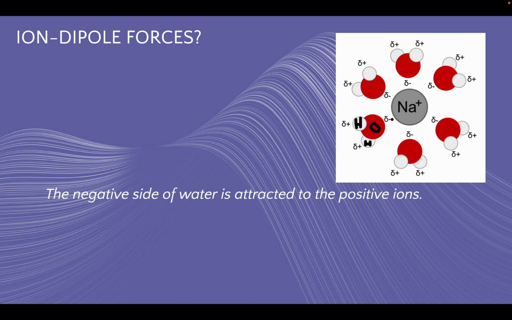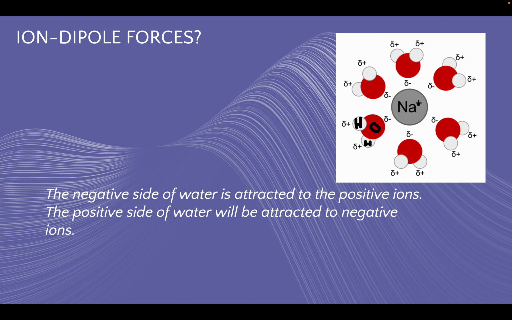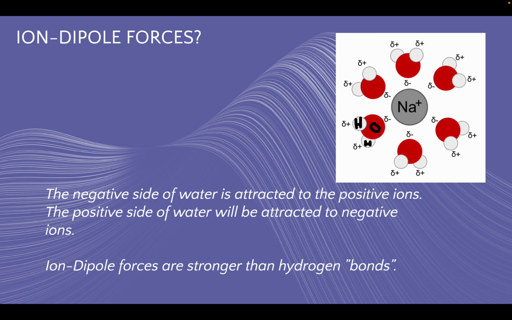So since it's got a negative side and a positive side, the negative side of the water is attracted to the positive ion. And the positive side of the water will be attracted to negative ions. So if the silicate ions are negative, the water would spin the other way, and the positive side would attract to the negative ions. The other thing to keep in mind is that ion-dipole forces are actually stronger than hydrogen bonds.